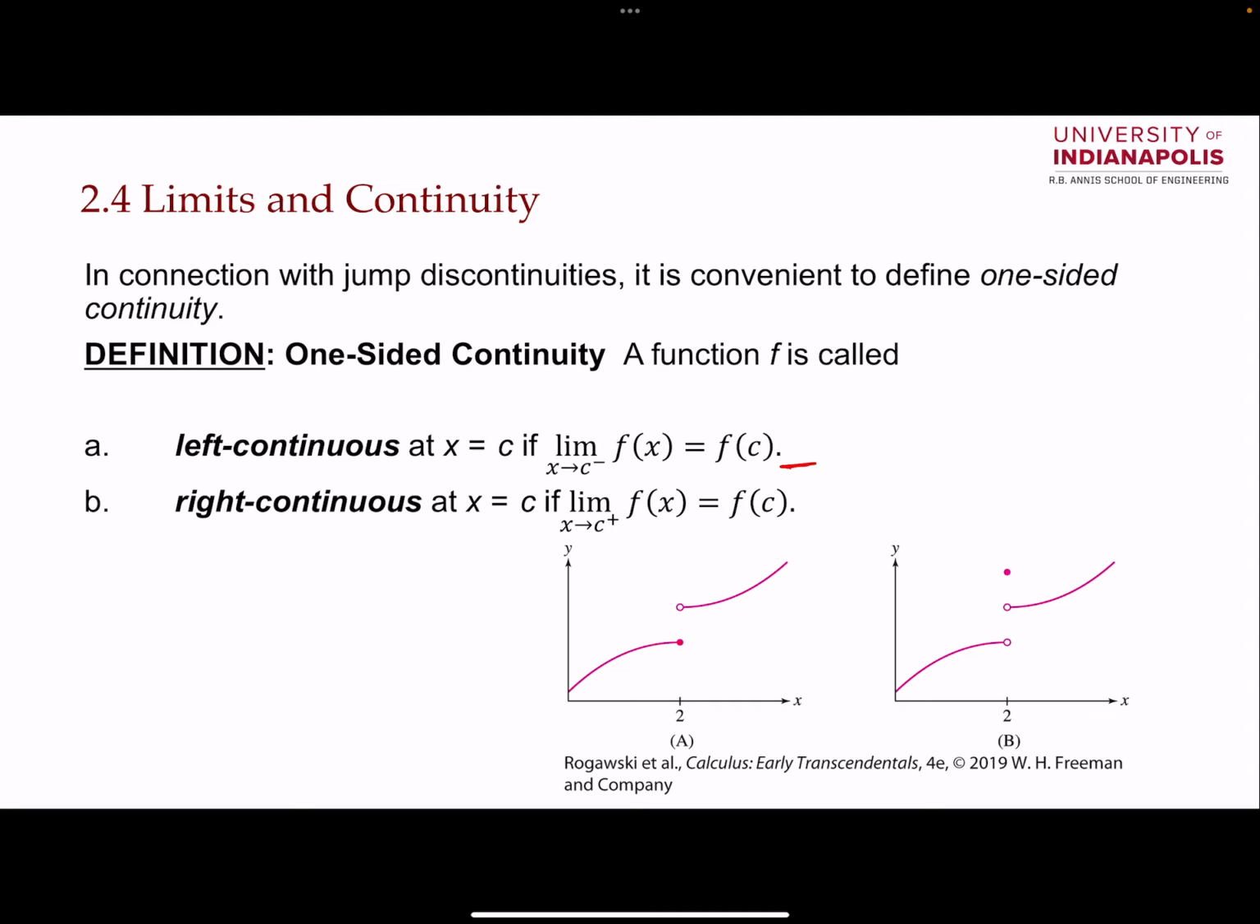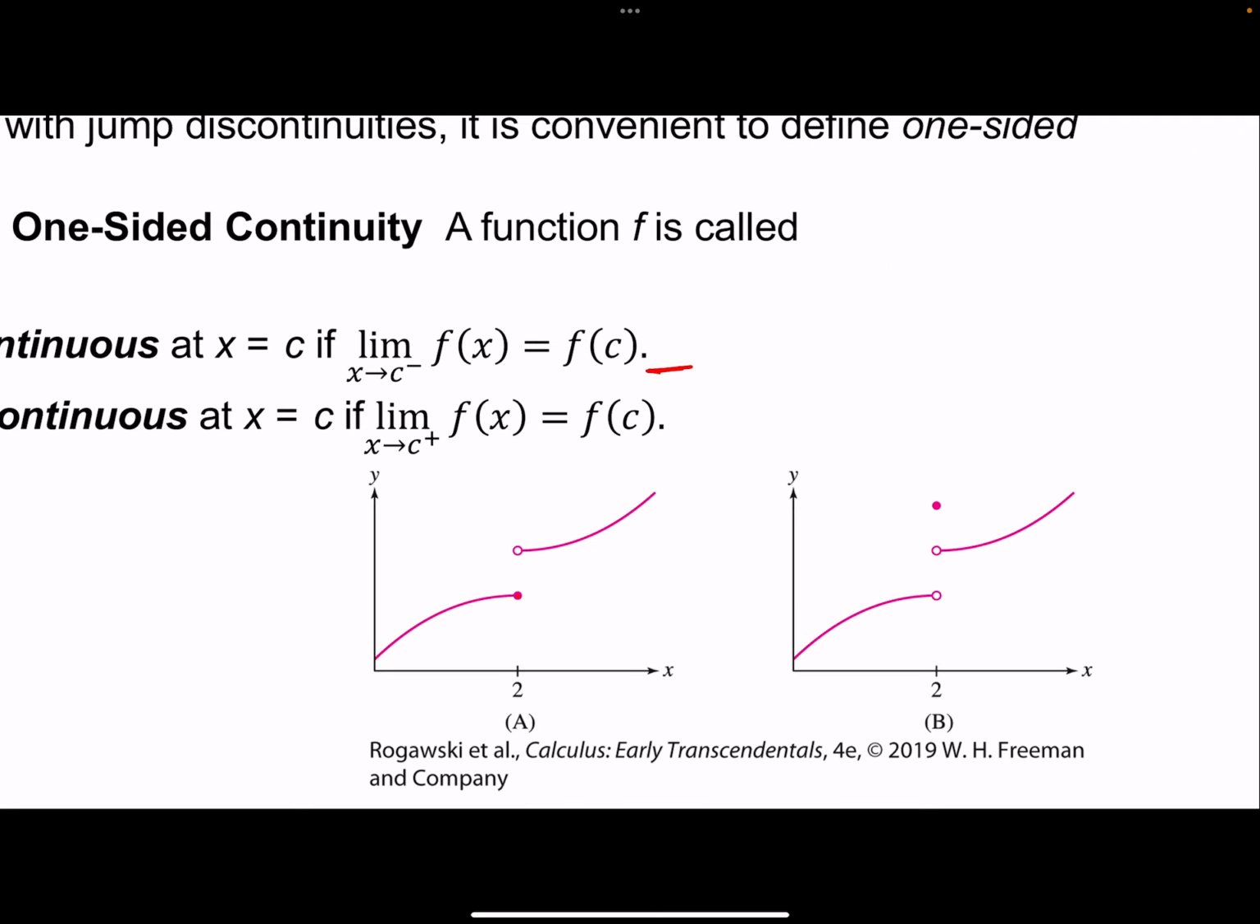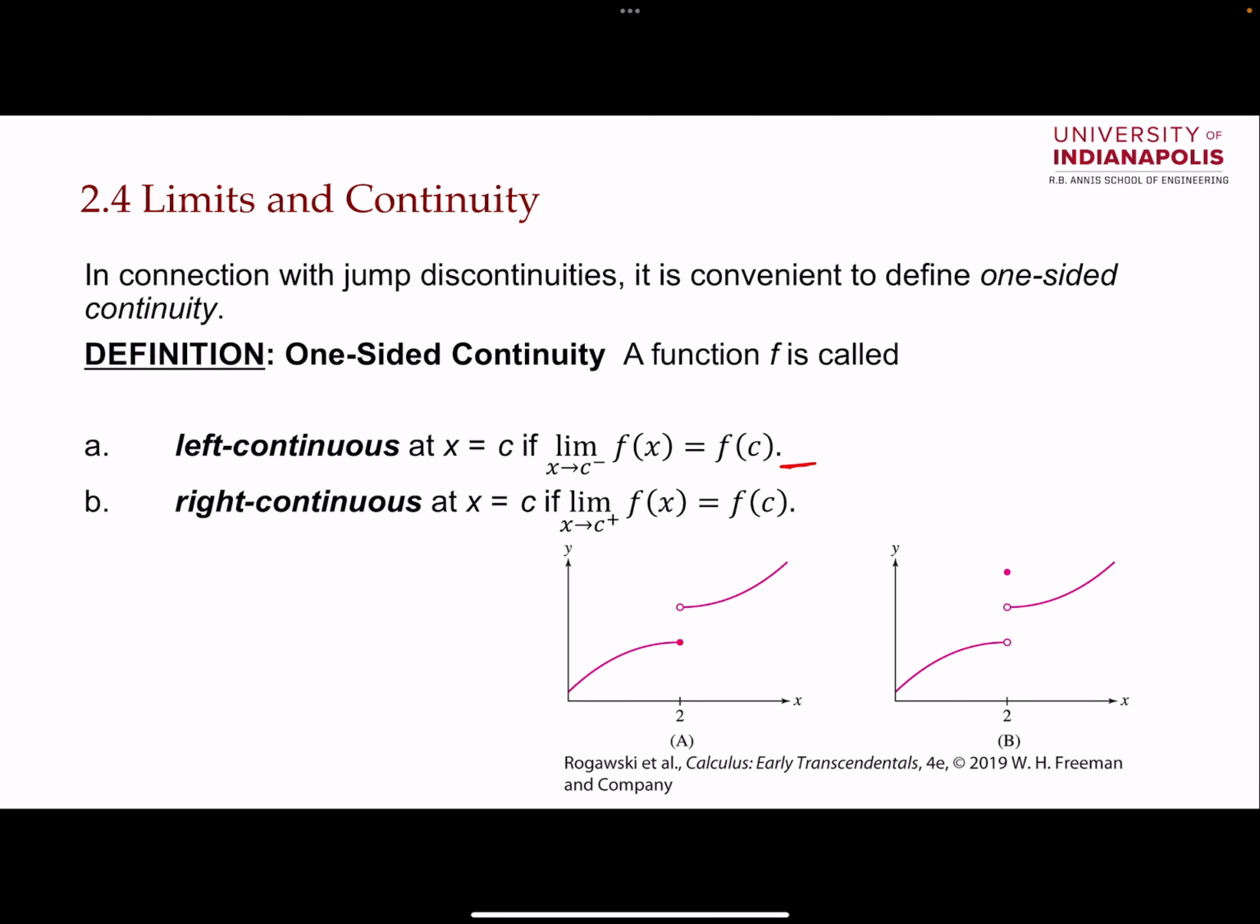And right continuity is that the limit as x goes to c plus of f(x) should be equal to f(c). Now, none of these functions are right continuous, because this is left discontinuous and right discontinuous. This is left continuous but right discontinuous. This one is left continuous but right discontinuous. This is discontinuous on both sides.